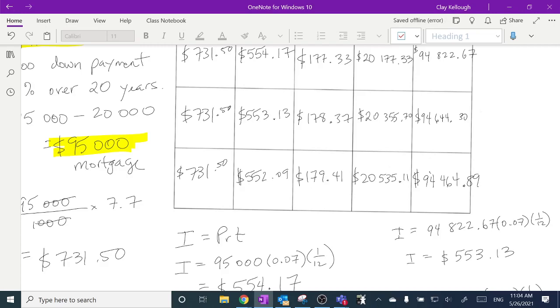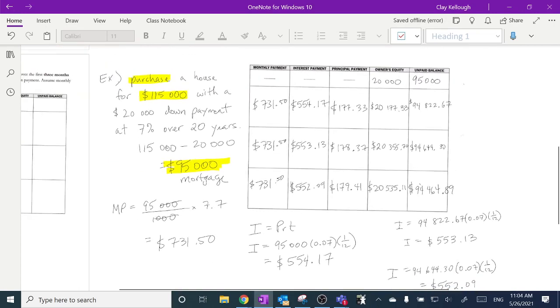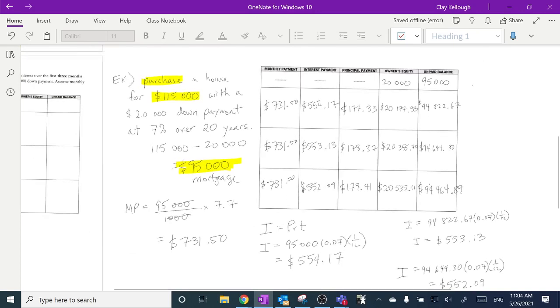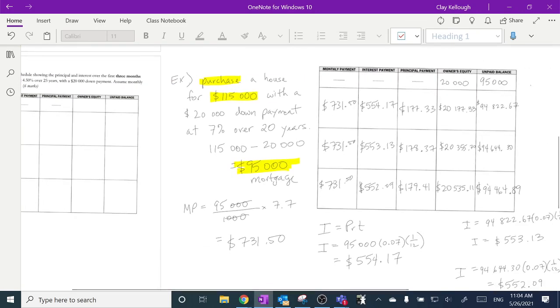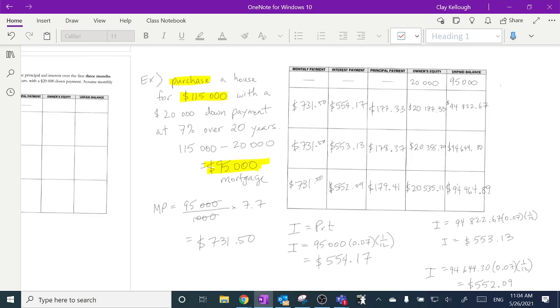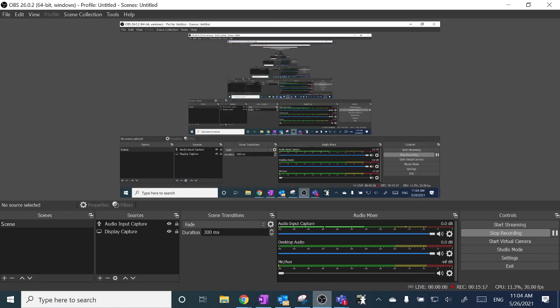That's how you do a mortgage amortization table for the first 3 months. This one works exactly the same. So people who are stuck on that, give it a try using that as your example, okay? So I'm going to stop this video. I'll put this one as a separate video. Thanks for watching.